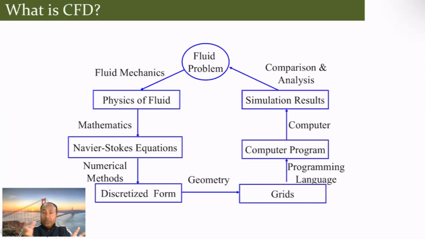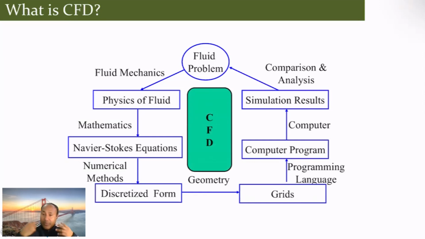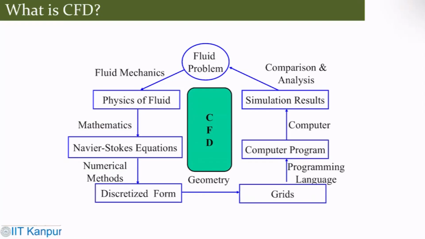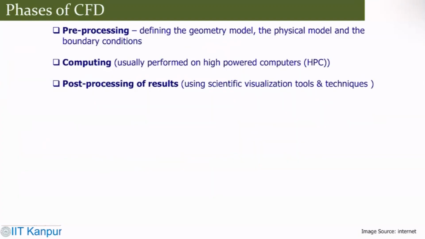Once we analyze, that's how we get the results. So this is the complete cycle of the CFD, how all these processes are done. So that means it closes the complete loop. So there are primarily three different stages. One is the pre-processing stage. That is the stage where you try to define the geometrical model, the physical model, and the boundary conditions. Then you have computing, and then the post-processing.